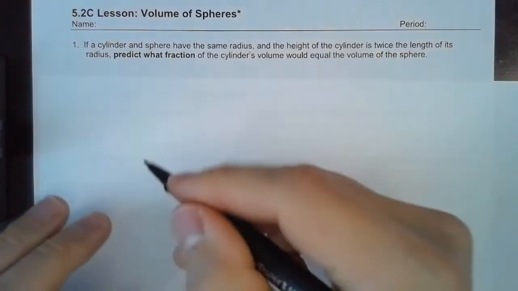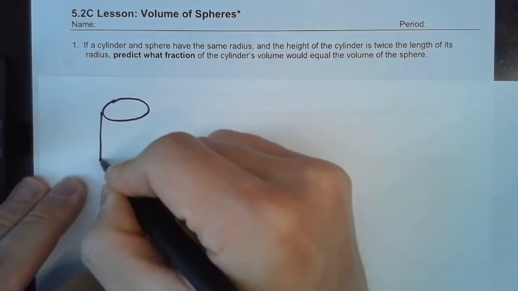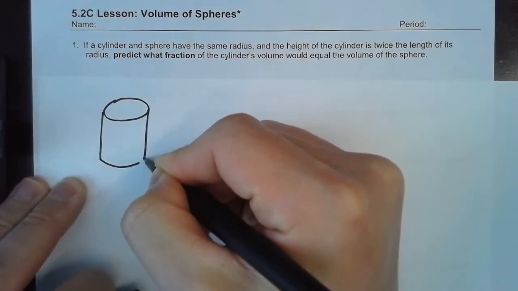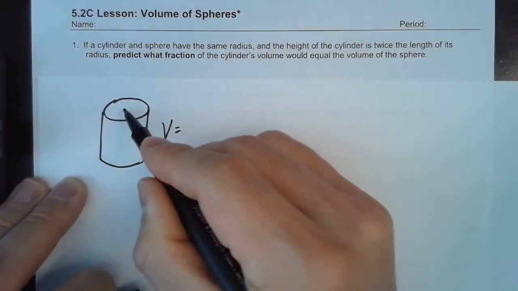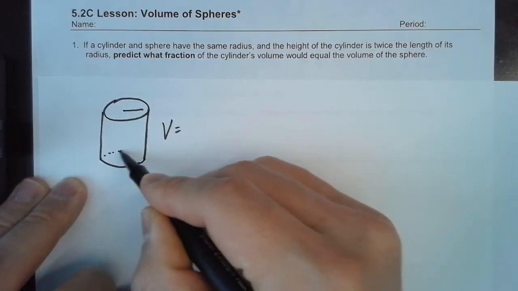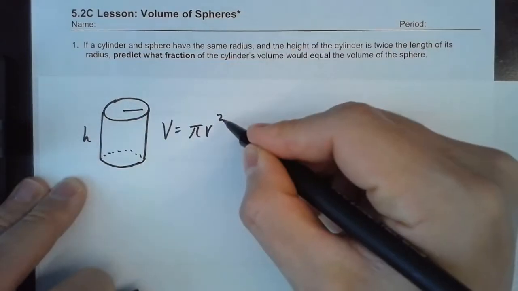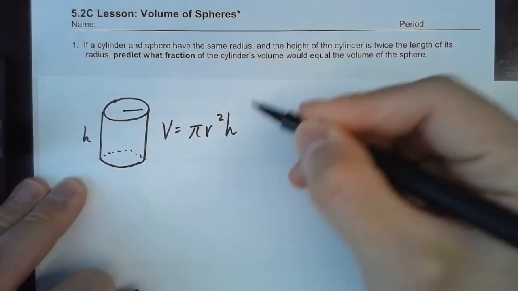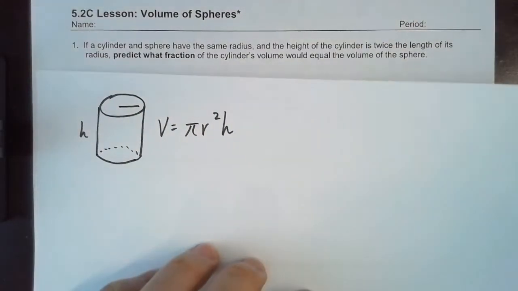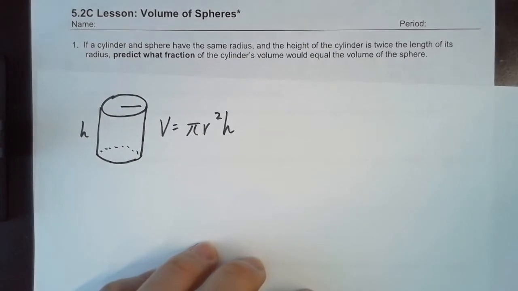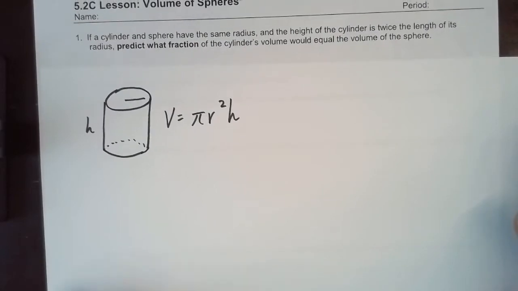Let's go ahead and remind ourselves of the volume of a cylinder. You have to find the area of the circle first, which is going to be pi r squared, and then you multiply it by the height, which is h. Right? That's just a recap of 5.2a. In 5.2b, we learned about the volume of a cone.